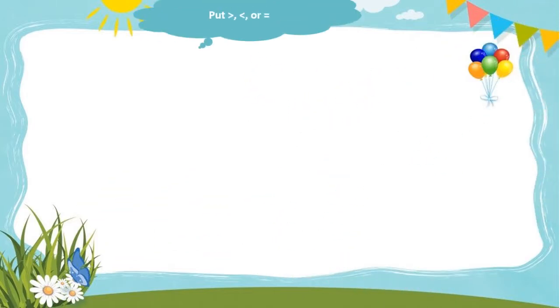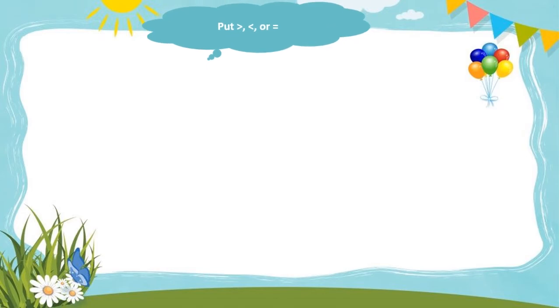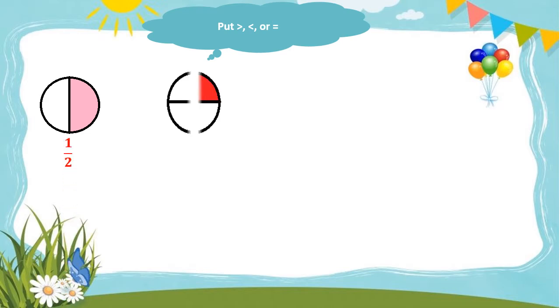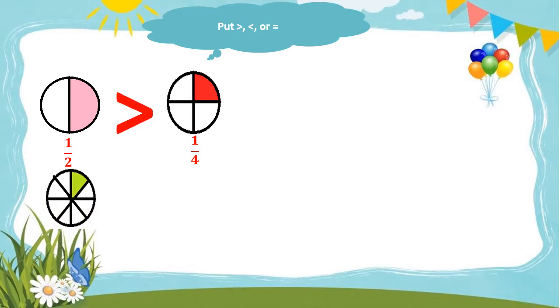The first question is to put greater than, less than or equal. We have a circle cut into two equal parts. We shaded one out of two. And we have another circle cut into four equal parts. We shaded one out of four. Which part is the biggest part? Excellent. Half is bigger than quarter. So we will put the sign greater than.